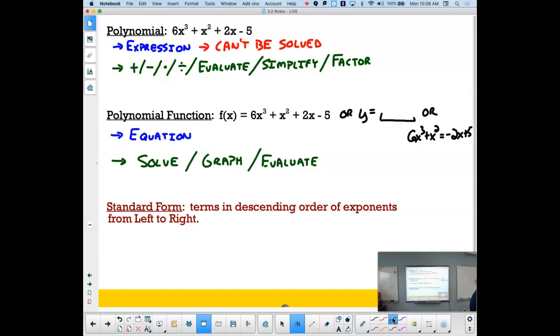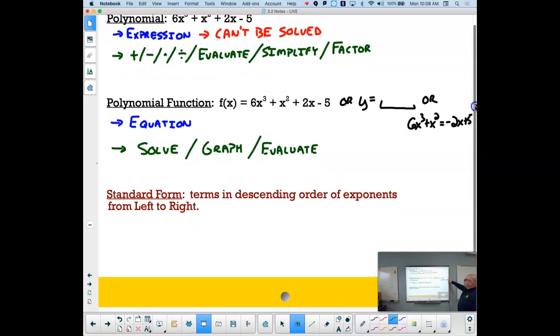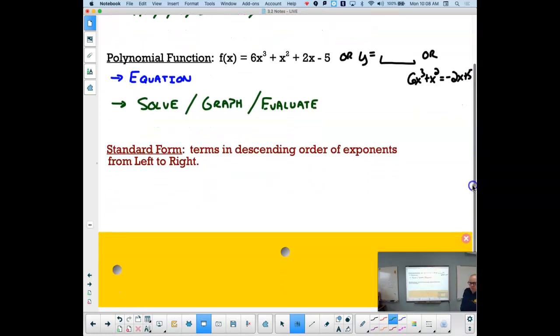The standard form of a polynomial or a polynomial function has all of its terms in descending order of exponents. So the biggest exponented term comes first, then the next one, then the next one, and so on and so forth, until the very last term is the constant term. So the term with no variable on it.